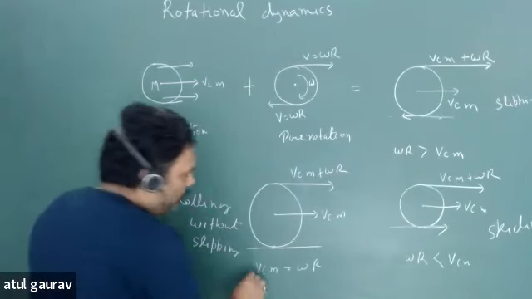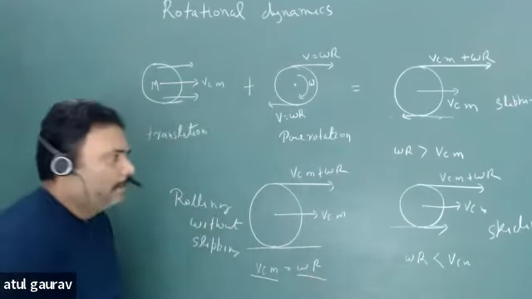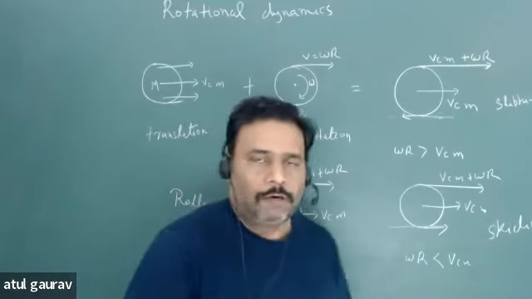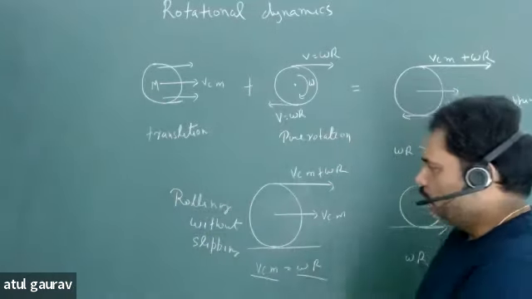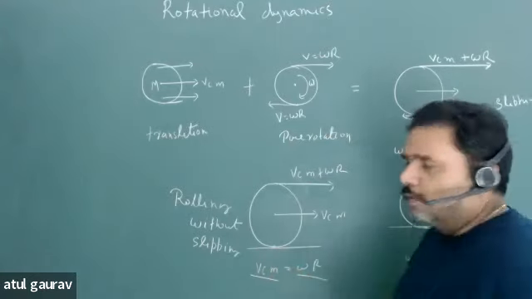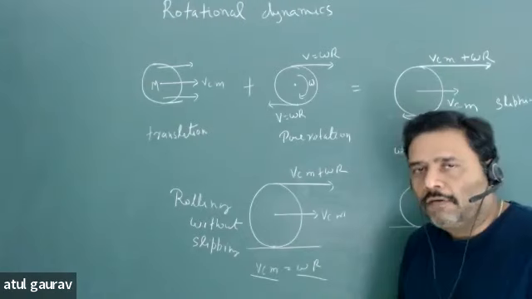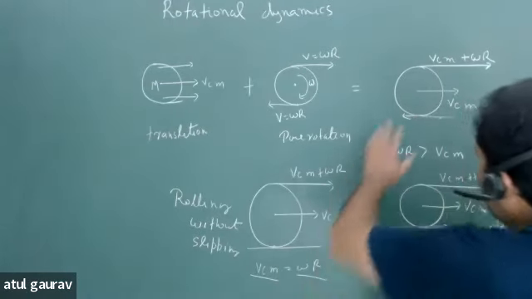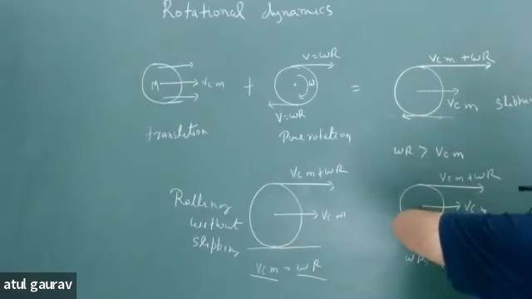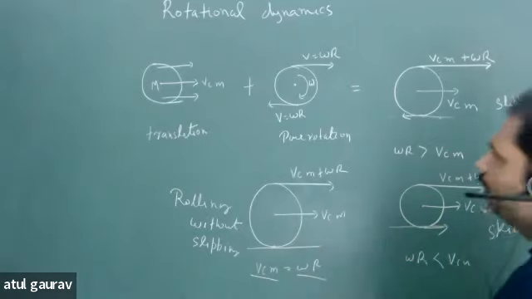So whenever your VCM is equal to omega r, you will achieve the condition of rolling without slipping. You don't always have this condition. Only whenever you have this particular condition do you have rolling without slipping. Otherwise, you can have a slipping condition or a skidding condition.